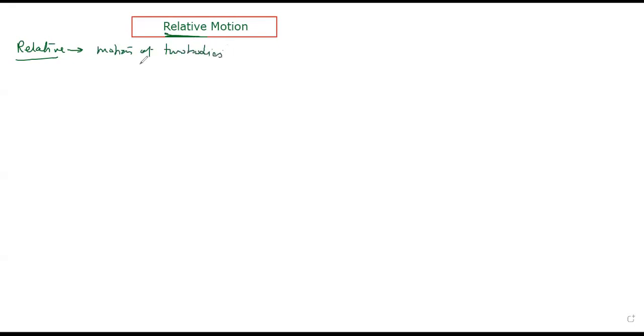So let's see. Here also we have two types. Like we have learned 1D and 2D motion, relative motion can also be discussed in one dimension or two dimensions. So first we're talking about relative motion in one dimension. That's quite simple. Relative motion in one dimension means the bodies will be moving in a straight line.